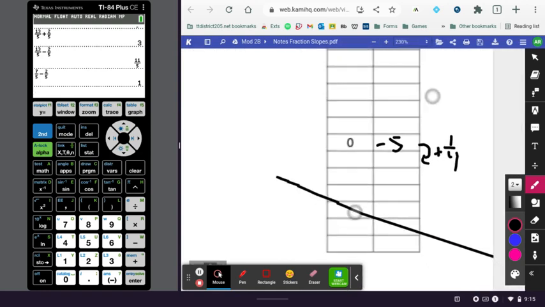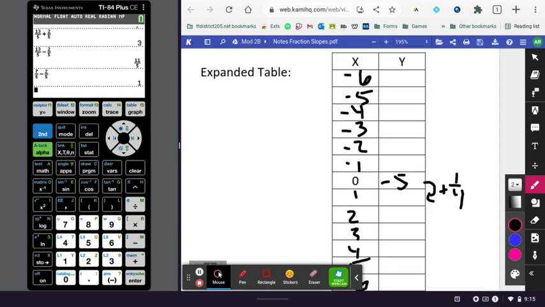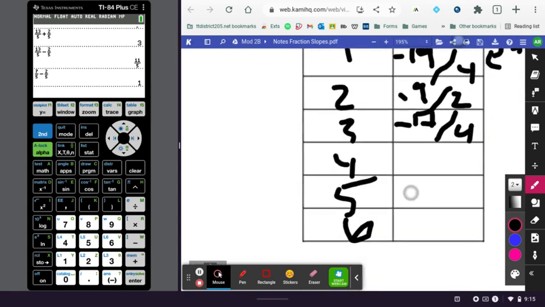If you want to use a calculator, more than welcome. But we'll have 1, 2, 3, 4, 5, 6, -1, -2, -3, -4, -5, -6. -5 plus 1/4 gives us -19 fourths. -19 fourths plus 1/4 gives us -9 halves. -9 halves plus 1/4 gives us -17 fourths. -17 fourths plus 1/4 gives us a -4.